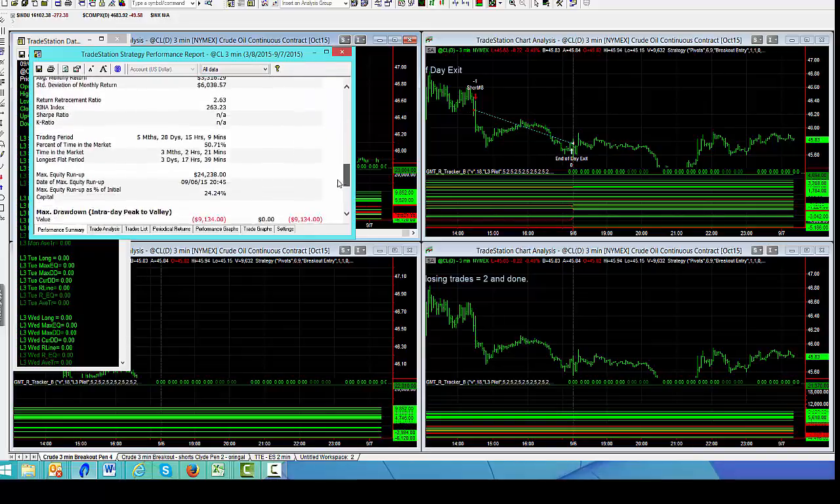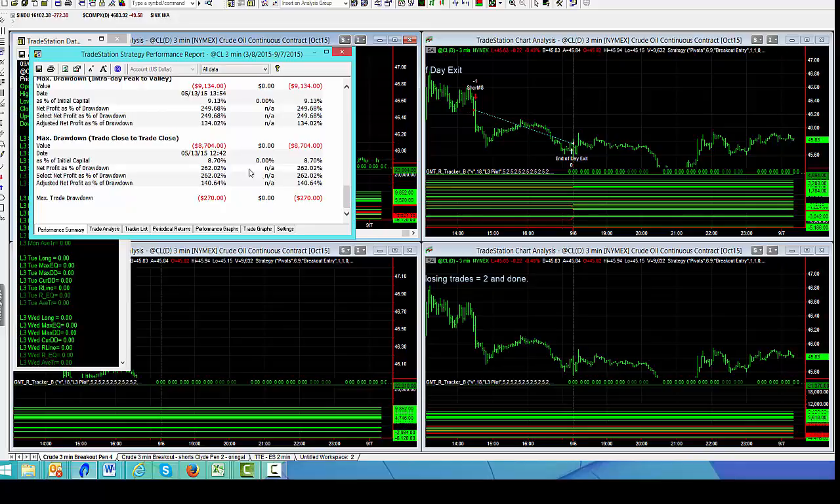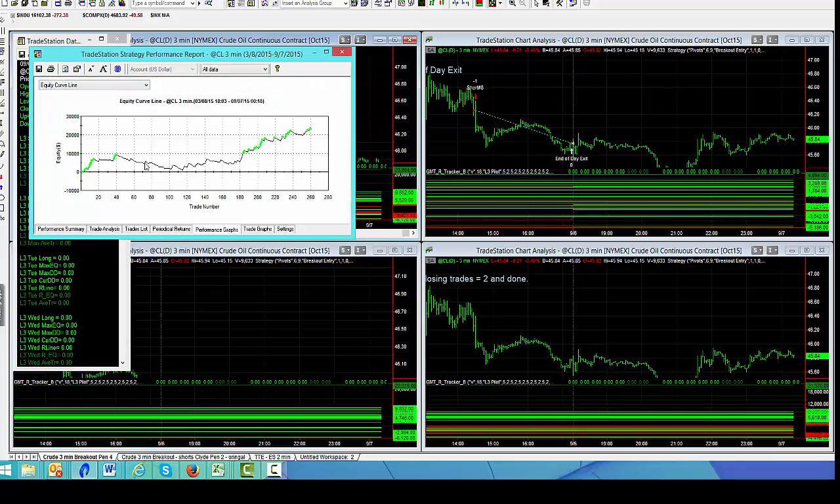You can see here that the actual drawdown is very high at 8,700. So that's the basic system as it stands. The equity graph doesn't look too bad, with a bit of a drop there. So how can we improve it with just the basic filters? Let's go through these level 3 filters.